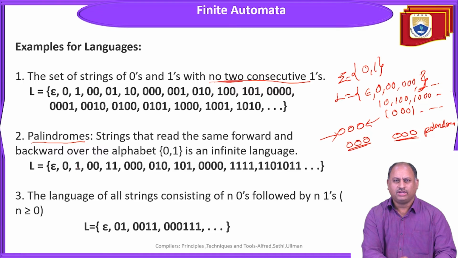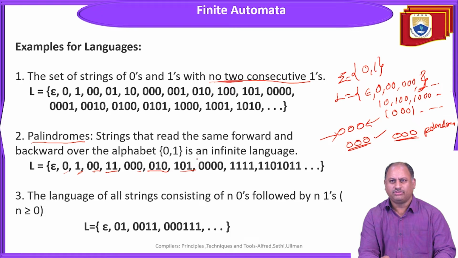For example, the null string does not contain any symbols, so reading it forward or backward gives the same result. Zero is only one symbol, so reading it forward or backward gives the same result. One is also the same. 0 0 read backward is also 0 0. 1 1 is also the same. Triple 0 we have taken just now. 0 1 0 is the same string when read backward, as are 1 0 1 and 1 1 0 1. Four zeros and four ones also work. So there will be many strings that are palindromes over the given alphabet 0, 1.